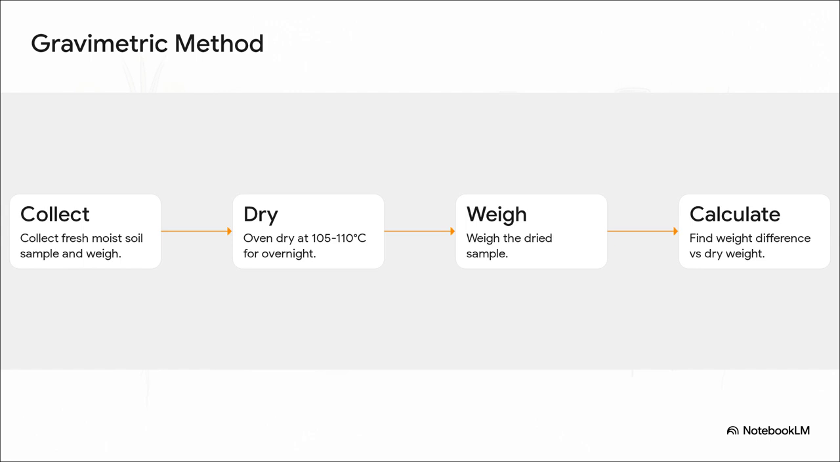3. Weigh that dry, crispy sample. And 4. Calculate the moisture percentage by dividing the weight difference by the oven dry weight. It's incredibly simple, but hey, errors can happen. If the soil's organic matter accidentally oxidizes in the heat of the oven, or if your sample cools down and pulls moisture right back out of the room air before you weigh it, your numbers are going to be off.